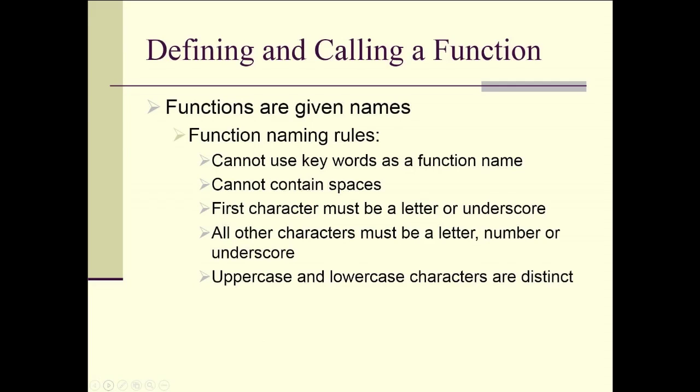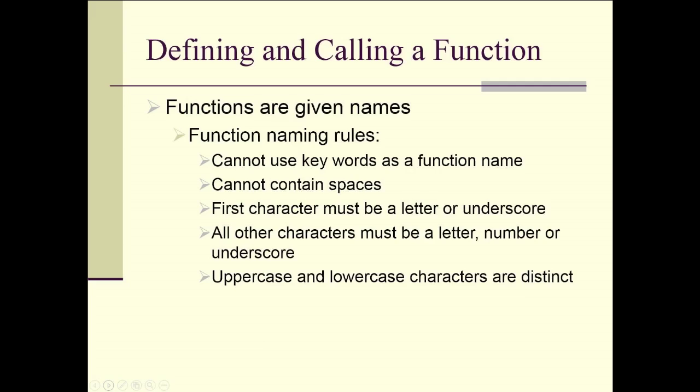You can't use a keyword for a function name. For instance, you can't use print because that's already built into the program. It can't contain spaces. The first character has to be a letter or an underscore, although most programmers don't use an underscore as the first character. It just doesn't look very good. All the other characters can be any letters, any numbers you wish to use, or an underscore. But the underscore is the only non-alphanumeric character that you can use.